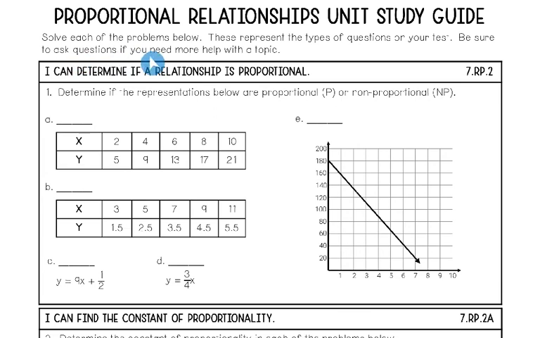In this section, it says solve each of the problems below. They represent types of questions on your test. Be sure to ask questions if you need more help with the topic. This first section, you should be able to determine if a relationship is proportional. So determine if the representations below are proportional or non-proportional.